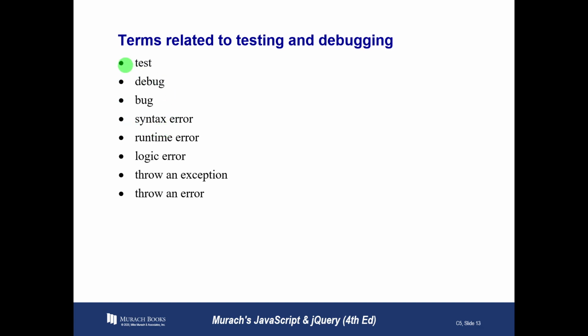All right, so we talked about testing, debugging. We know what a bug is. Specific kinds of errors, we kind of classify them all as bugs, but syntax errors, runtime errors, we talked about those. Logic errors, we've talked about exceptions and throwing errors. In the next video, we're going to get out some of the tools that are built into the Chrome developer tools, and we're going to take a look at some ways to use those to test and debug our applications.